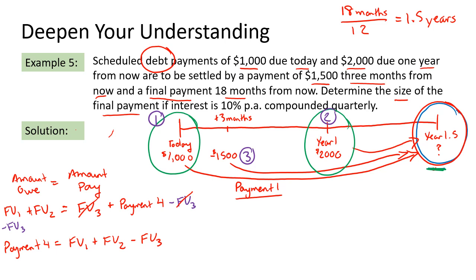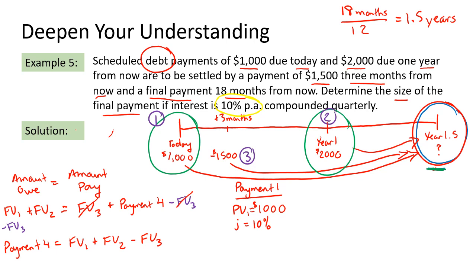And for that one, we know that our present value is $1,000, because that's how much would be due today. Our nominal interest rate is provided in the question. It's 10% per annum, so 10%. And just like in the previous questions, the interest rate and the compounding periods don't change.